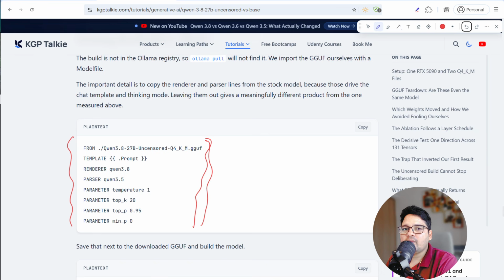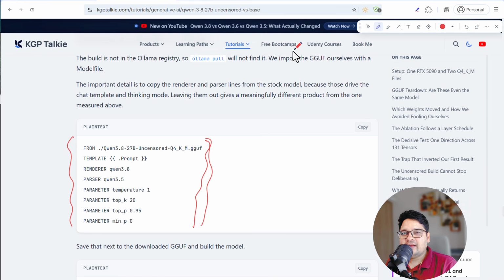Okay, so in this whole process, what I saw is that there was no post training, there was no fine tuning, there was no LoRA weight update and so on. There was just a model weight edit in a particular direction, and 131 tensors were edited, and then finally we got the uncensored model. All right, now I hope it was very clear to you and you have understood the difference between the uncensored model and the stock model.